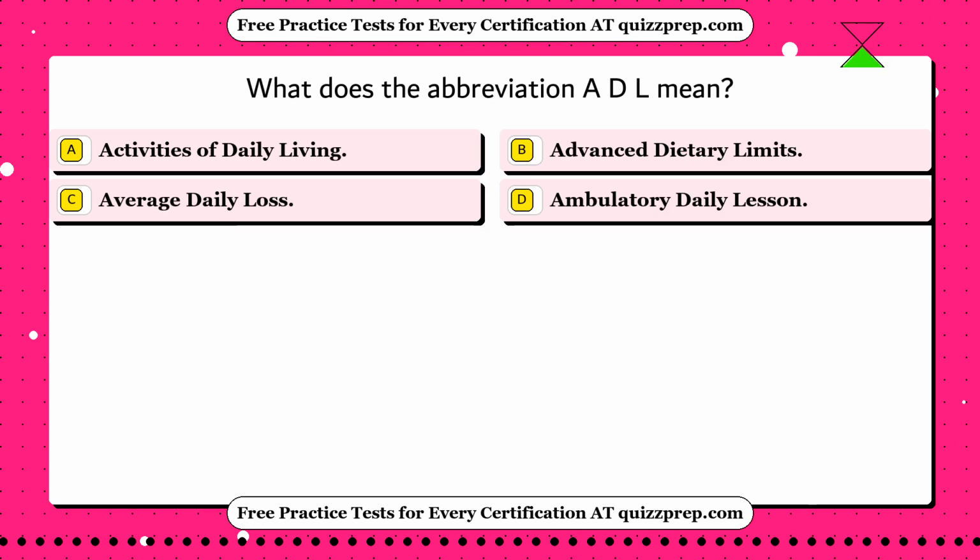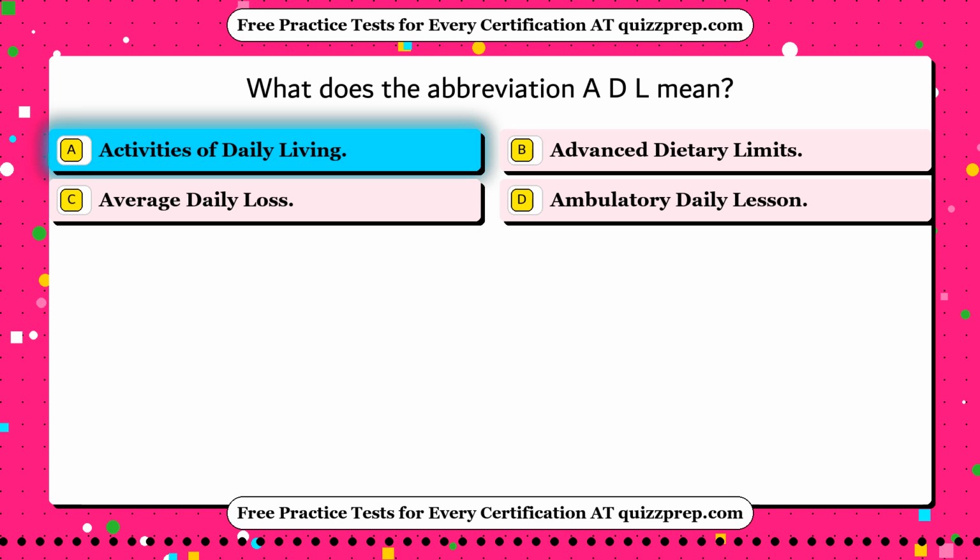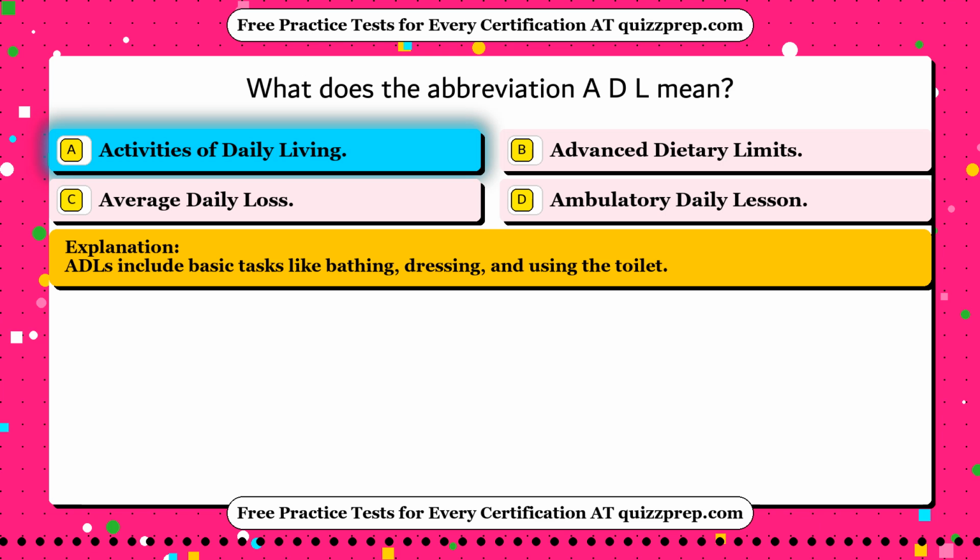Question 108. What does the abbreviation ADL mean? Option A, activities of daily living. Option B, advanced dietary limits. Option C, average daily loss. Option D, ambulatory daily lesson. The correct answer is option A, activities of daily living. ADLs include basic tasks like bathing, dressing, and using the toilet.